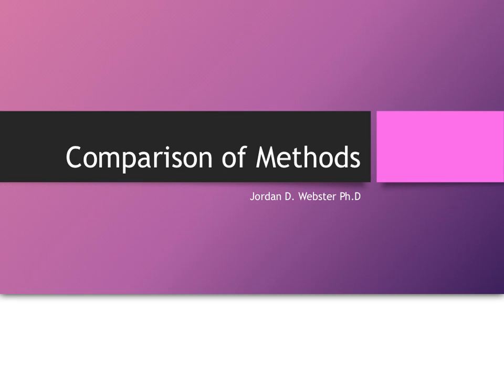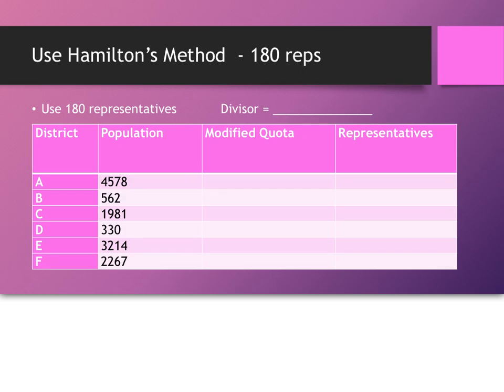Alright, so we're going to compare all of these methods of apportionment that we've seen. We're going to take one example and do all the methods with the same example. We're going to use 180 representatives and these 6 districts, District A through F, and we want to allot representatives using all the various methods. So given this data, push pause on the video and find out how many representatives each district gets using Hamilton's method.